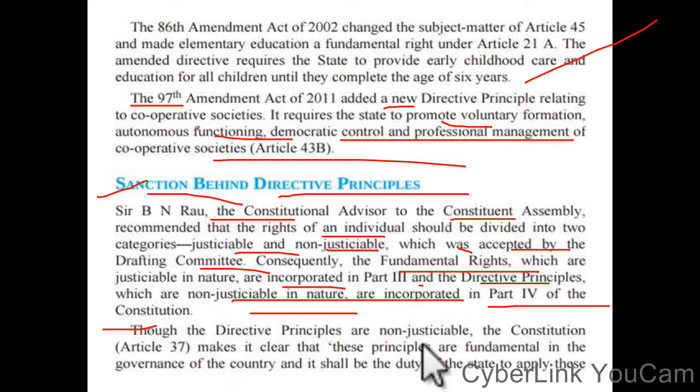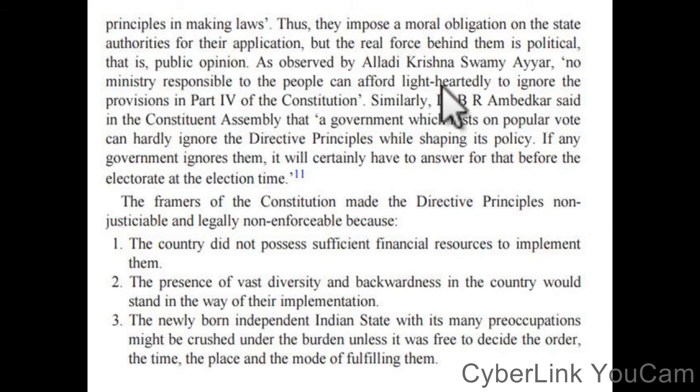Though the directive principles are non-justiciable, Article 37 of the Constitution makes it clear that these principles are fundamental in the governance of the country and it shall be the duty of the state to apply these principles in making laws. Thus, they impose a moral obligation on the state authorities for their application, but the real force behind them is political, that is, public opinion, as observed by Alladi Krishnaswami Ayyar.